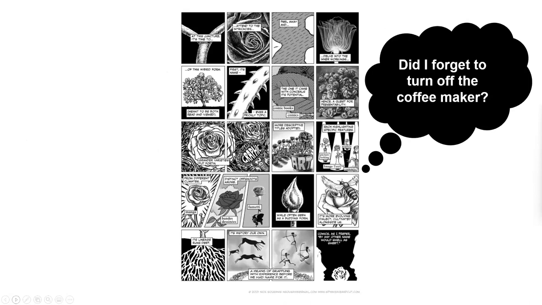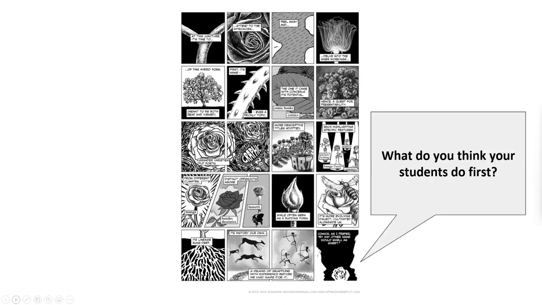Some people go for the pictures first, some go for the text first. Most of us are actually, whether we realize it or not, taking all of that information in all at once. So what do you think your students do first? What are they thinking about as you're standing in front of them and lecturing?